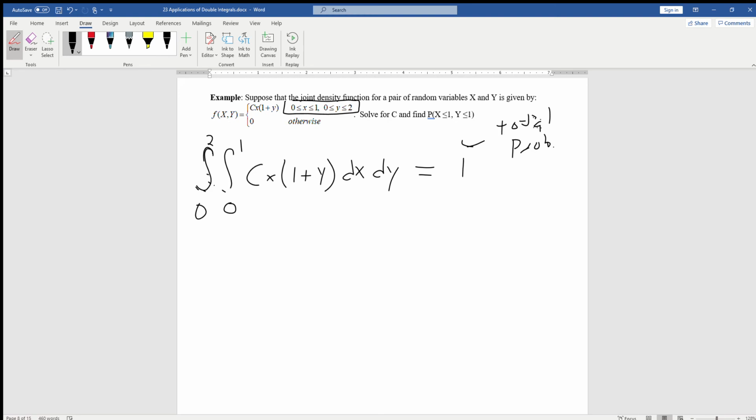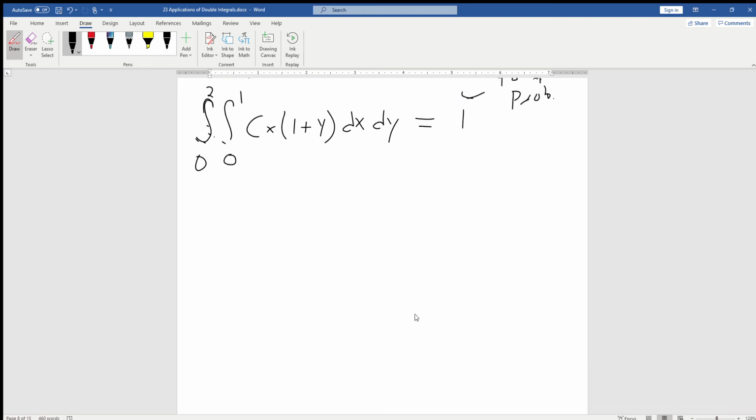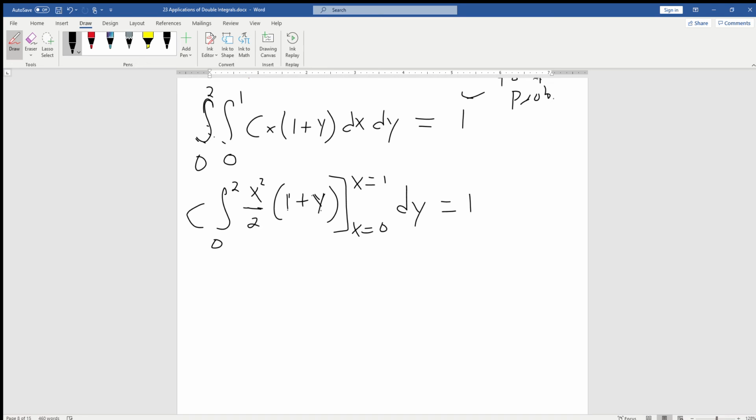So now we're going to evaluate the integral. We can factor the c out, and let's just integrate the x. That's going to go from 0 to 2. The antiderivative of x is x squared over 2. We still have the 1 plus y, and x is going to go from 0 to 1. And then we still have dy, and that's still going to be equal to 1.